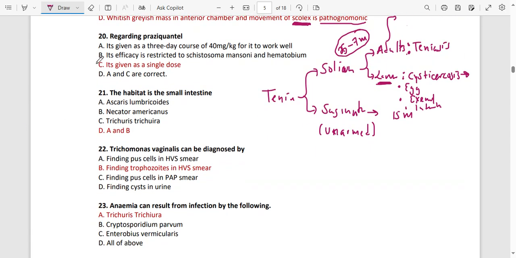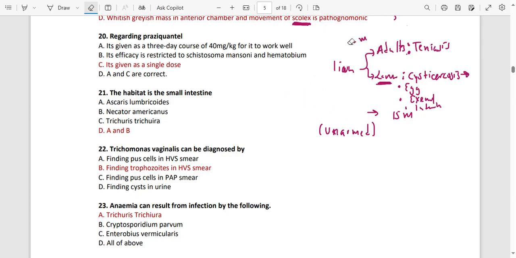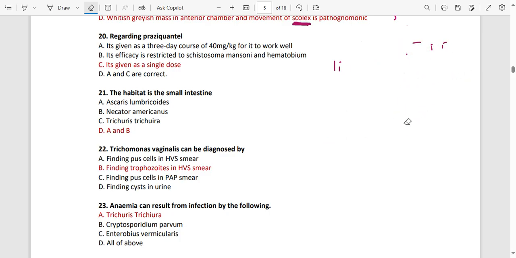Regarding Praziquantel, it's given as a 3 to 4 day course, 40 milligrams per kg for it to work well. Its efficacy is restricted to Schistosoma mansoni. It is given as a single dose, A and C. So I see some guy, I don't know who answered that paper, picked A and C.